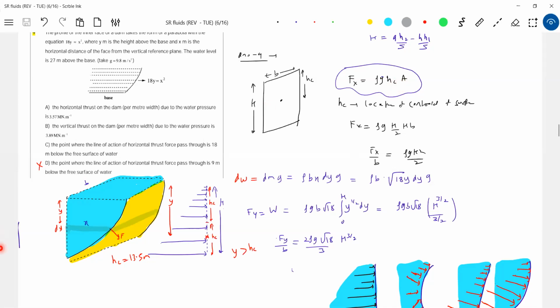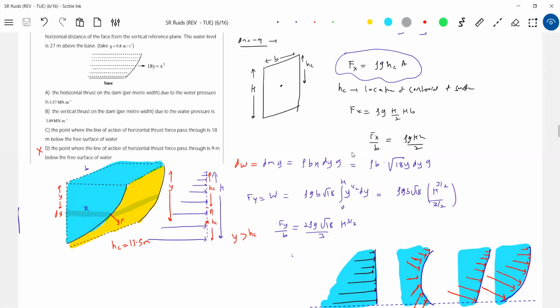So here I'm taking the vertical projection. Even though it's curved, parabolic, I'll project it with width B. The vertical projection will be H. It will become like a rectangular plate. And what is h_c for a rectangular plate? It will be H by 2. So substitute h_c as H by 2. The area will be H into B. This is nothing but force per unit width.